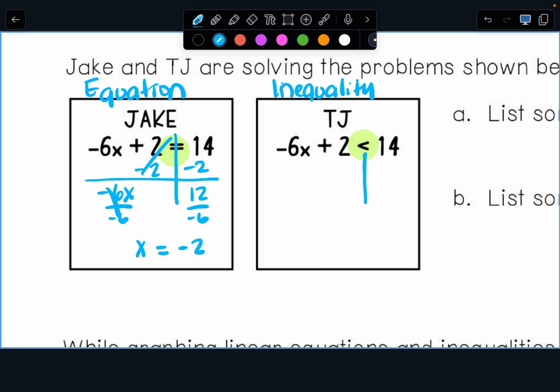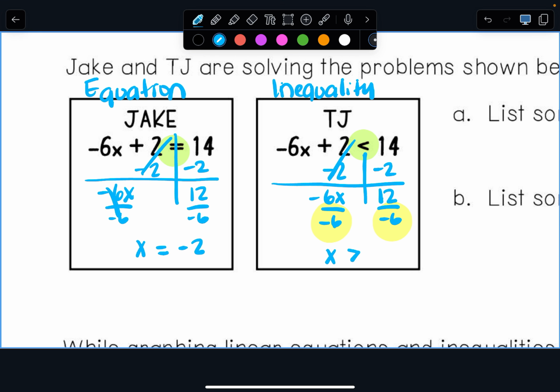Same steps, right? First thing we do is what? Subtract 2. Bring down the -6x. 14 minus 2 is 12. Second step, divide by -6. What is the difference between solving an equation and an inequality when you're dividing by a negative? The sign flips. We've already been over this once when I wasn't here, but when you divide by a negative number, that symbol flips. So we go from less than to greater than, okay? And 12 divided by -6 is -2, okay?